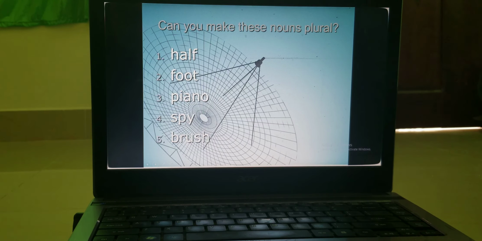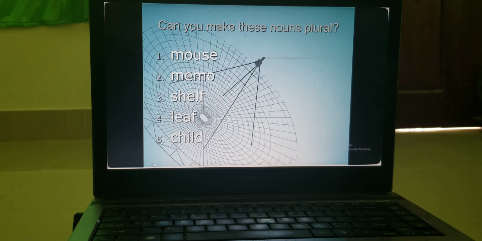And now I want you to make these nouns into plural, like the word number one, half. How can we change it into plural? Number two, number three, a piano, number four, spy, and number five, brush. And look at the answer of this one, half. When we change to plural, like this. And number two, feet. Number three, pianos, spies and brushes.